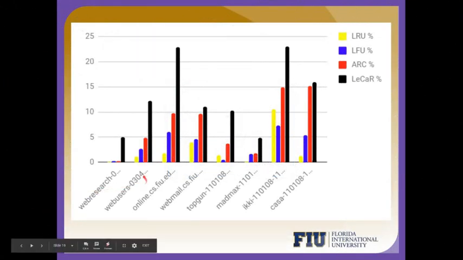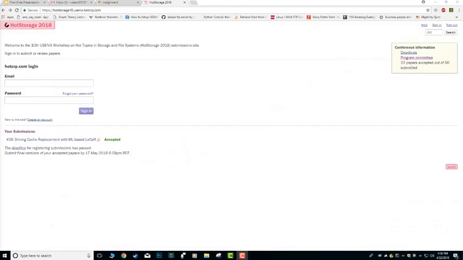As a result of this semester, LeCaR outperforms the state-of-the-art algorithm, ARC, when the size of the cache is relatively smaller than the size of the working set. The learning cache algorithm, LeCaR, is patent pending, and it also was accepted to be published at the HotStorage Conference.